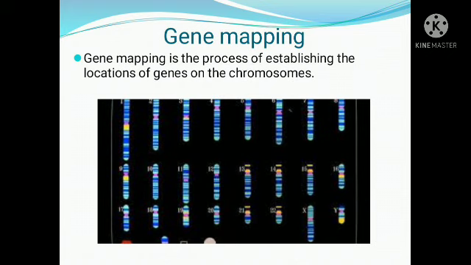Now what is gene mapping? Gene mapping is the process of establishing the location of a gene in the chromosome. Drawing or identifying the gene in a chromosome is known as gene mapping. Once it is drawn, that picture or product is known as a gene map. In this picture, you are seeing the map of a human chromosome.